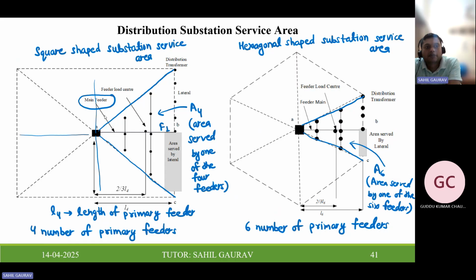So we have a square-shaped substation area. Here you can see there are 4 primary feeders and laterals are connected to these primary feeders, and the notations are like this: A4 means the area served by one of the 4 feeders, while L4 means the length of the primary feeder. For the hexagonal substation service area, we have 6 main feeders, and the notation is A6, L6. A6 means the area served by one of the 6 feeders.